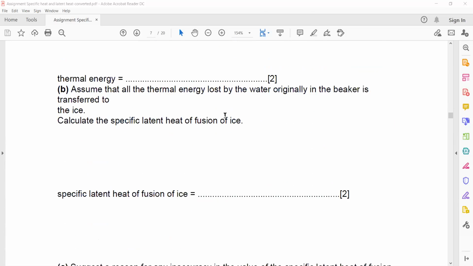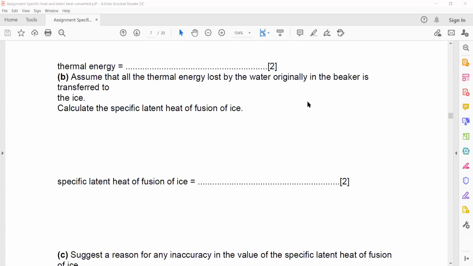The next part, assume that all of the thermal energy lost by water originally in the beaker is transferred to the ice. So 18,480 joules is lost by the water and all of it gained by the ice. Calculate specific latent heat of fusion of ice.